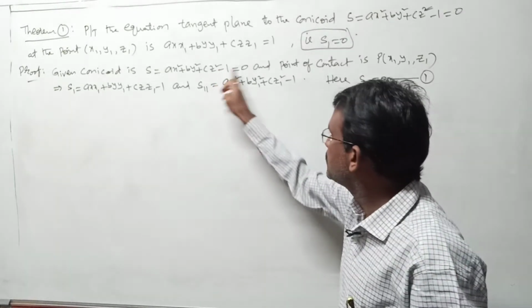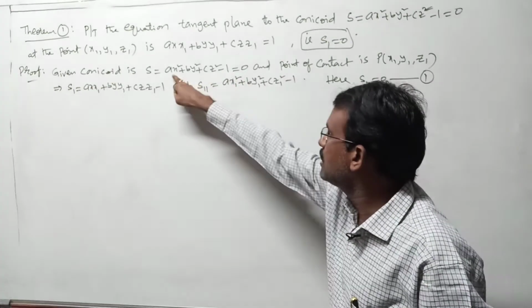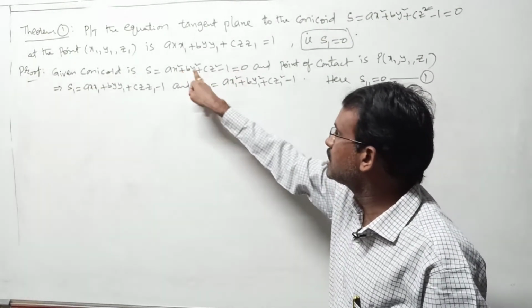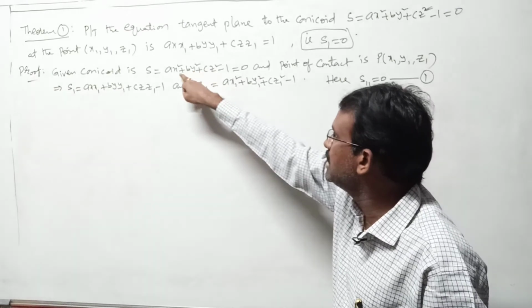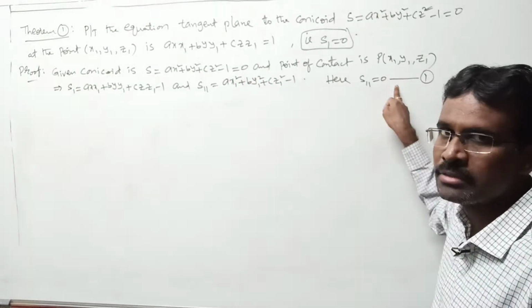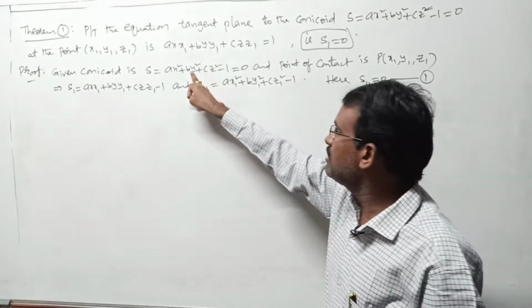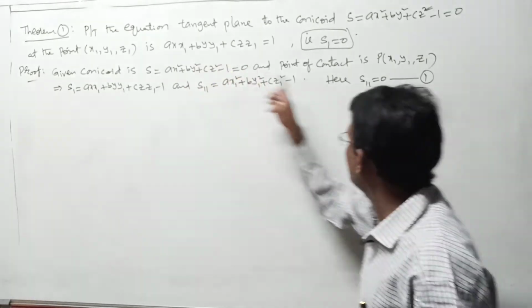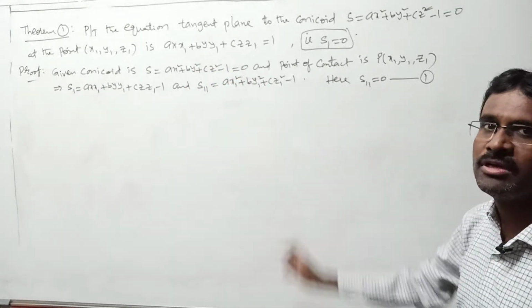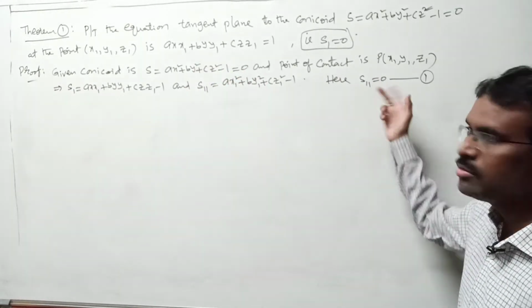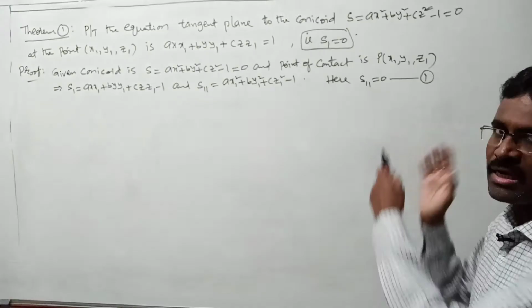Because this is equal to 0, S11 here, if you substitute x equal to x1, y equal to y1, z equal to z1, becomes 0. I mean ax1 square plus by1 square plus cz1 square minus 1 equals 0. That is your S11 equal to 0. Somewhere we have to use this. Now keep this result aside.